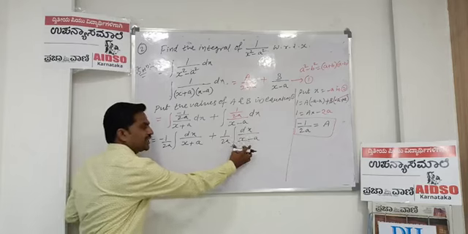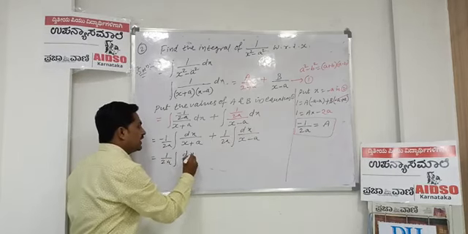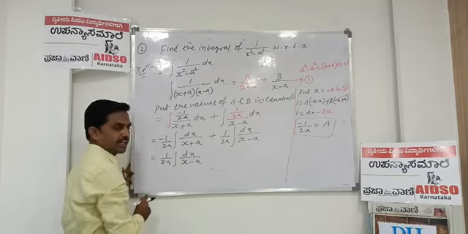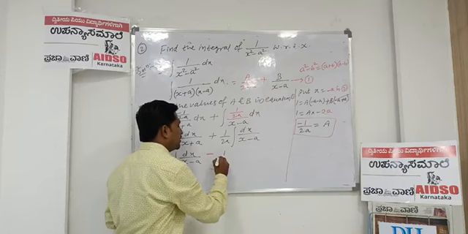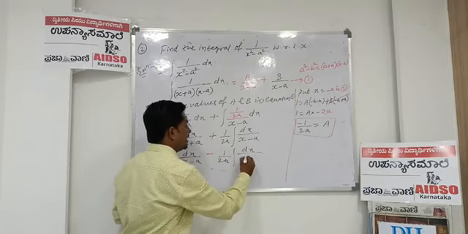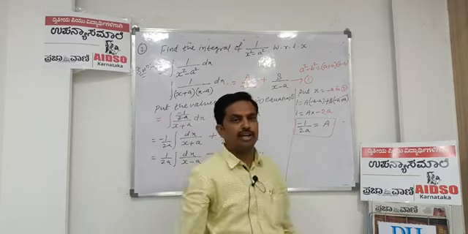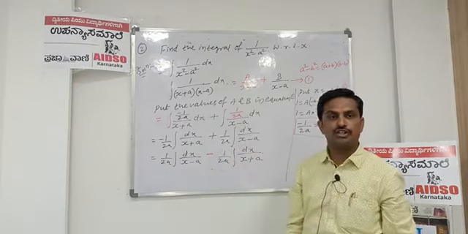So first we will introduce 1 by 2a integral of dx divided by x minus a, and then the negative part is nothing but minus 1 by 2a integral of dx divided by x plus a. So positive first, and then we have introduced the negative.